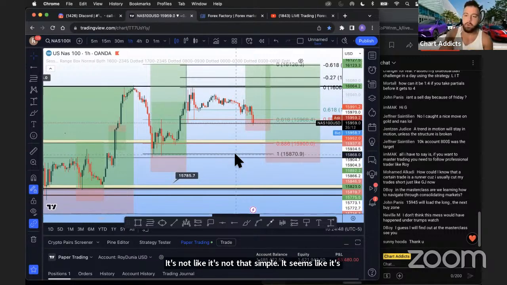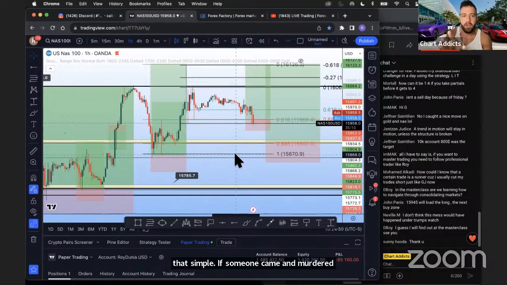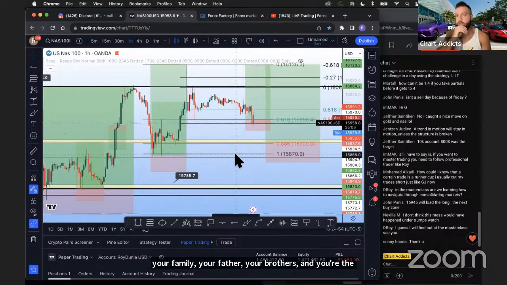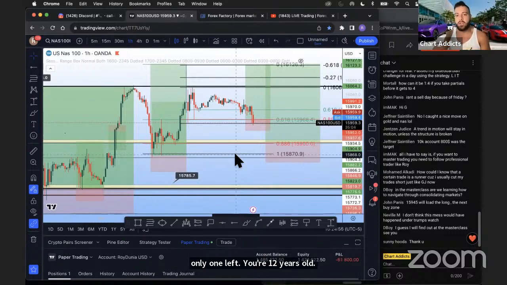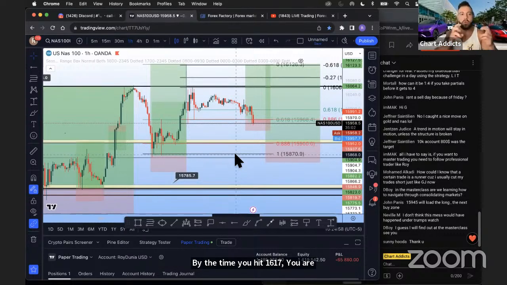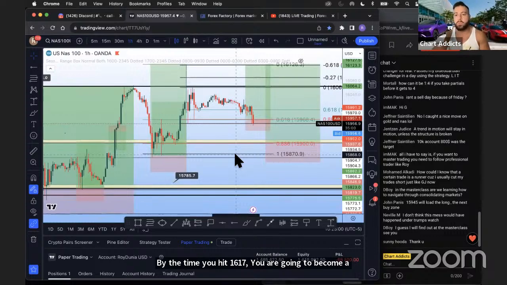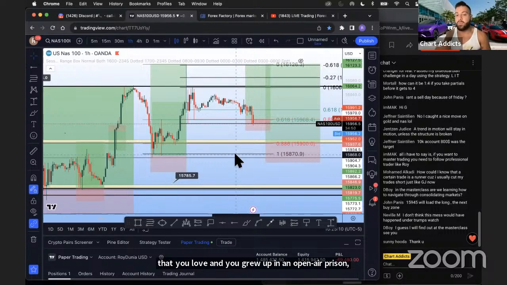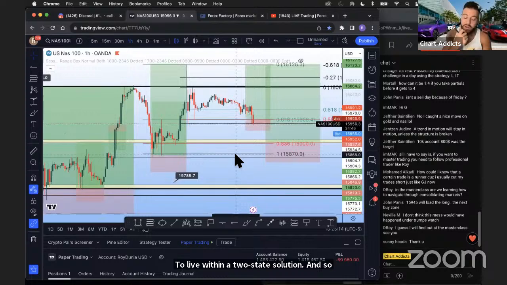If someone came and murdered your cousins, your family, your father, your brothers, and you're the only one left, you're 12 years old, by the time you hit 16, 17, you are going to become a terrorist or quote unquote terrorist, whatever the term you want to use is. If somebody kills everybody that you love and you grew up in an open air prison, it's going to be very, very tough to have the forgiveness necessary to live within a two-state solution. And so this is going to be one of the hardest questions.